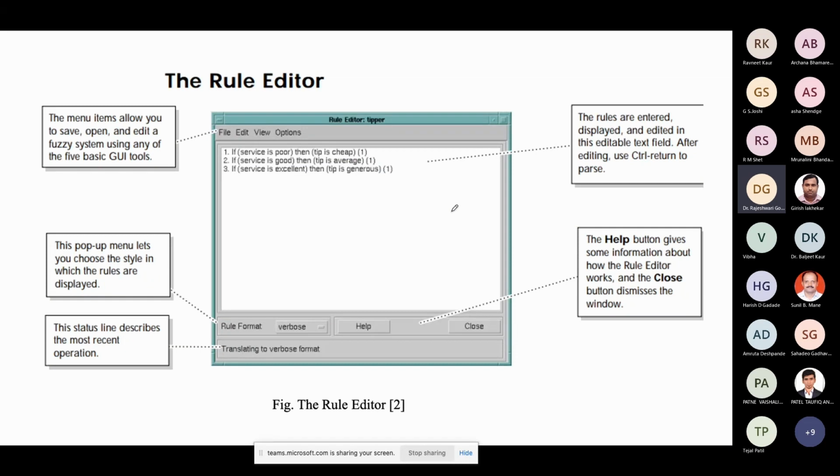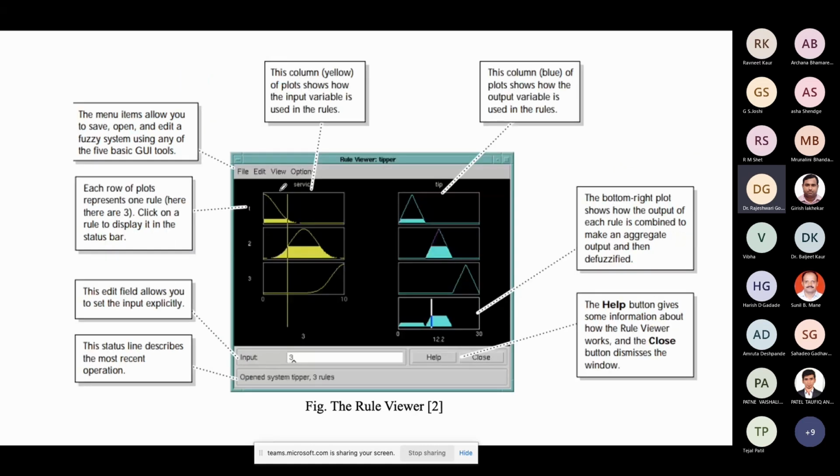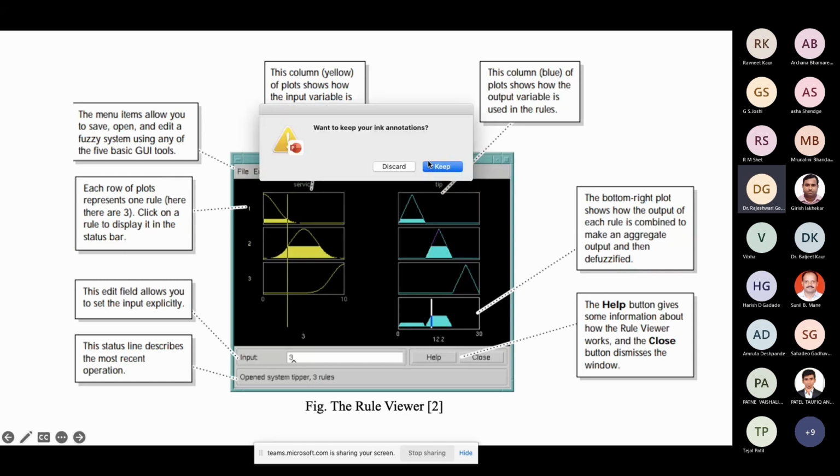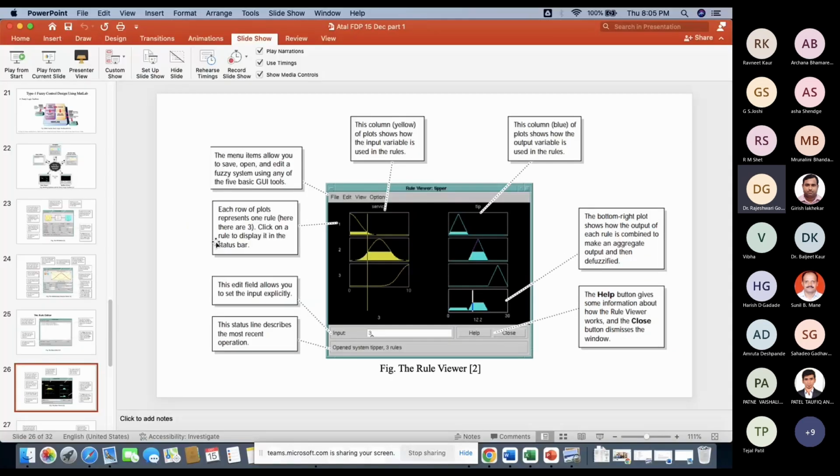So here this is a rule viewer. What rule are we talking about? If you remember, this is the type of thing we are getting. Okay, so now I'm moving to the control application, right?